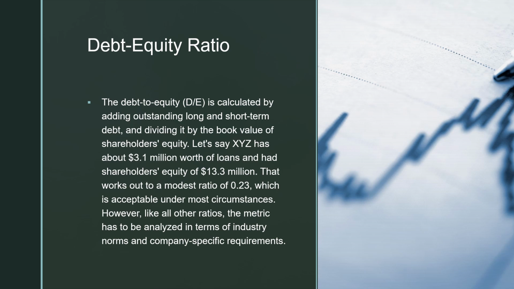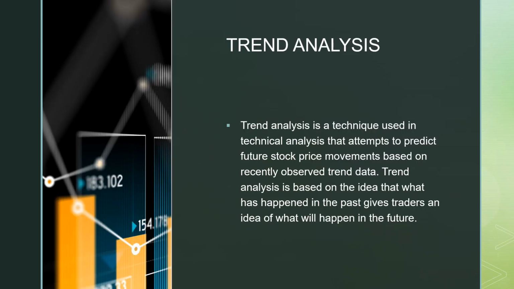The debt-equity ratio is calculated by adding outstanding long and short-term debt and dividing by the book value of shareholders' equity. Let's say XYZ has about 3.5 million worth of loans and had shareholders' equity of 13.3 million. That works out to a modest ratio of 0.23, which is acceptable under the circumstances. However, like other ratios, the metric has to be analyzed in terms of industry norms and company-specific requirements.